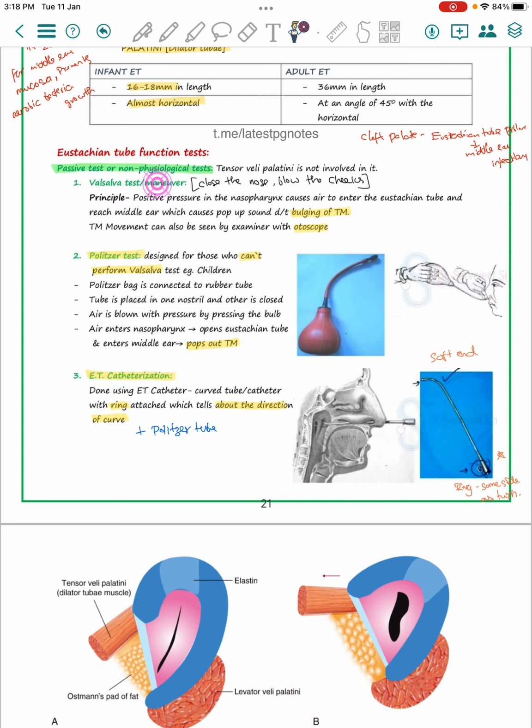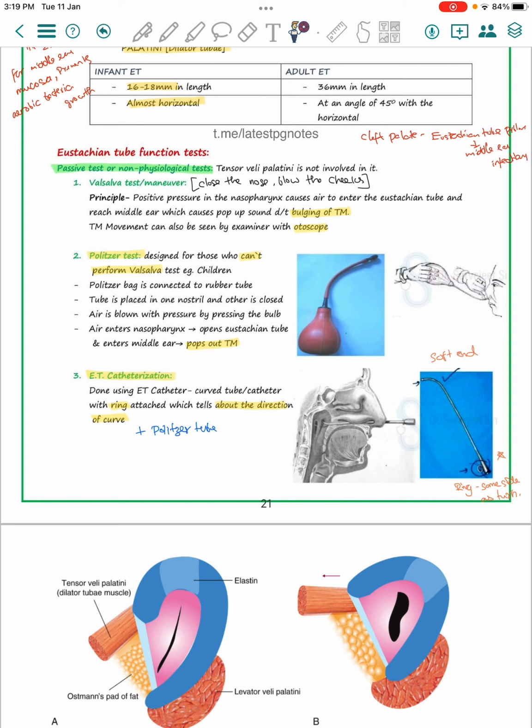First one is the Valsalva test or Valsalva maneuver. In this test, the patient is asked to close the nose and blow the cheeks. During this process, a positive pressure is created in the nasopharynx, which causes air to enter the Eustachian tube and reach the middle ear, which causes a pop-up sound due to bulging of the tympanic membrane. This pop-up sound or bulging can be seen with an otoscope, or can be heard by auscultation in the external ear.